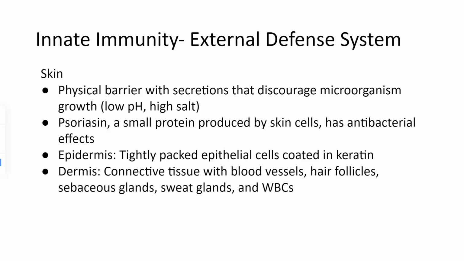So just summarizing what I've been talking about here. Skin is a physical barrier with secretions that discourage microorganism growth, low pH, and high salt. Low pH is also known as acidic pH. High pH is basic, low pH is acidic. Serracin is a small protein produced by skin cells that has antibacterial effects. The epidermis is tightly packed epithelial cells coated in keratin. They're actually sacs of keratin. And the dermis has connective tissue with blood vessels, hair follicles, sebaceous glands, sweat glands, and white blood cells.